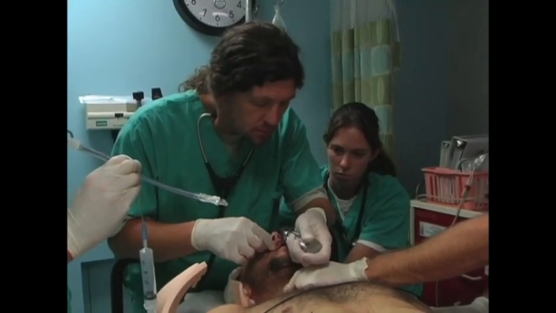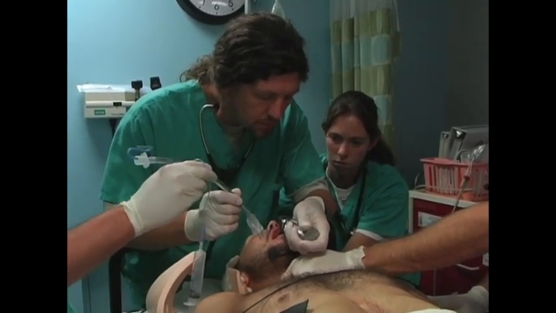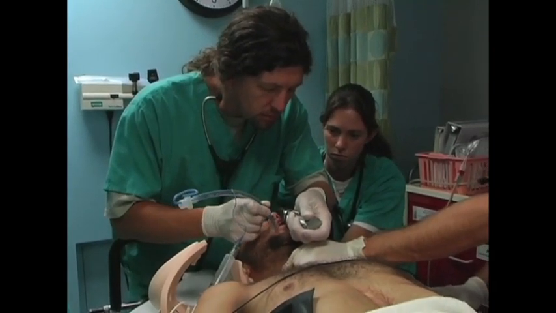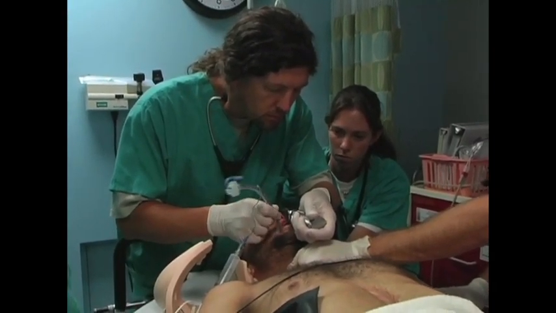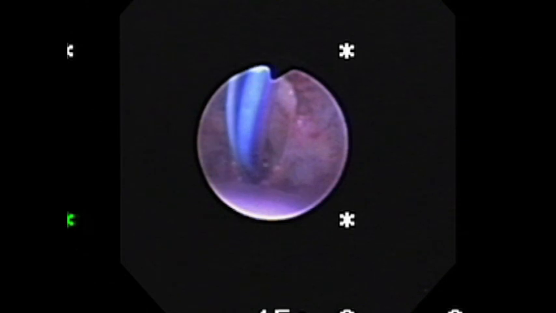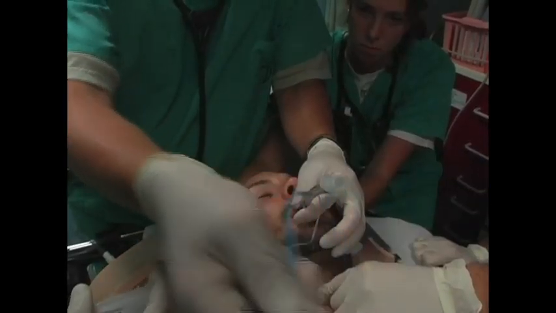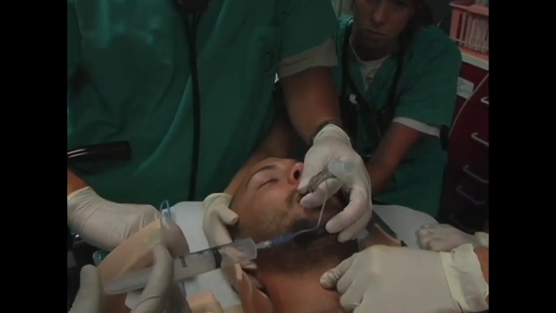Once the vocal cords are visualized, an assistant should be asked to place the tube in the operator's hand, and it should be introduced into the patient's mouth. Pass the tube between the cords, avoiding force. The stylet should then be removed. And the balloon cuff inflated.